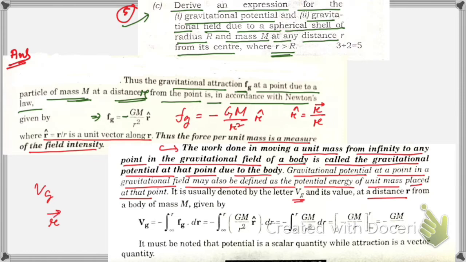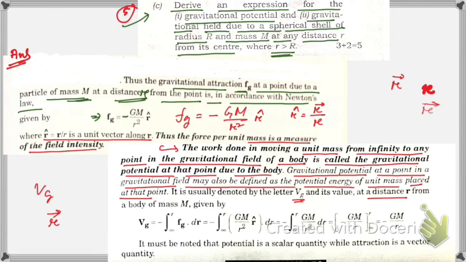In books, I have just clicked a photo from books. Sometimes in books they don't write the arrow symbol; rather than using an arrow they make the letter bold. If you see that the alphabet is bold, then it means this is a vector. Hope you have understood this.